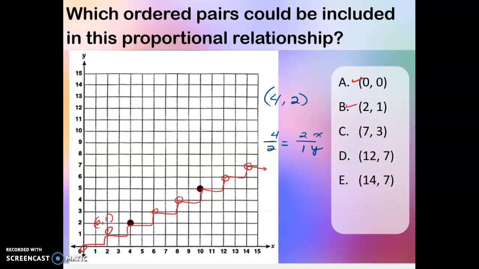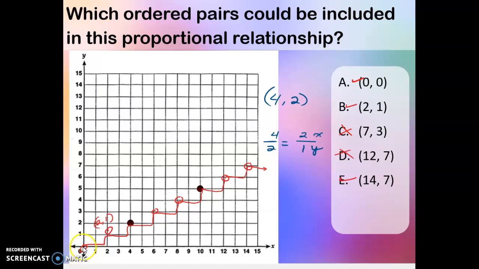While it's on the line of ours, it would have to be the line going up like that. So that is not there. D is 12, 7, so we come over 12, come up 7, and that's not there, but it is at 14, 7. So we have 3 different answers.